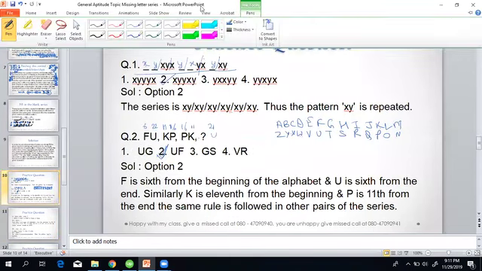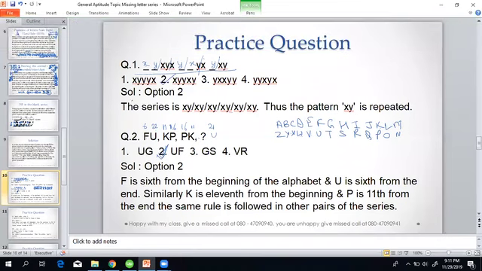FU, see the positions of FU. The position of F from the left hand side is 6 and the position of U from the right hand side is 6. If you write these numbers, 1, 2, 3, 4, 5, 6, 7, 8, 9, 10, 11, 12, 13.